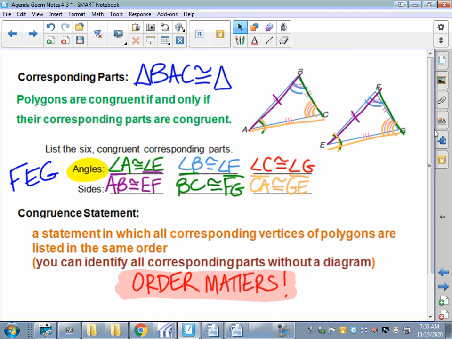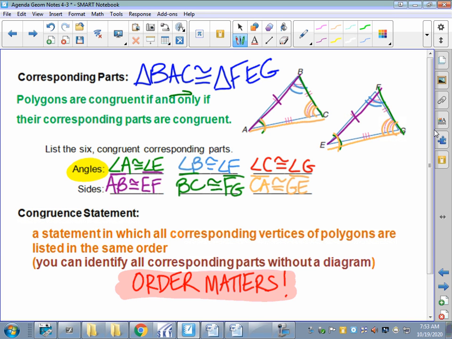All right, now I'll put that over there. So the order really matters. Even if I wrote that congruent statement, triangle BAC is congruent to triangle FEG, I wouldn't even need the diagram because I would know that, say, side AB corresponds to side EG. Everything is lined up perfectly. So you have to really watch.